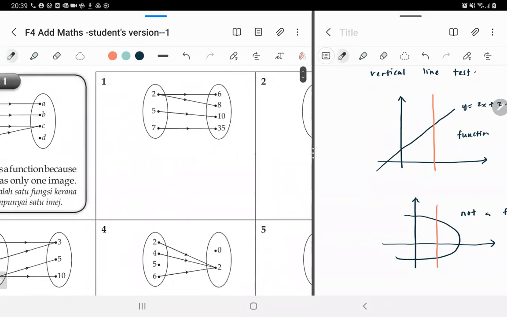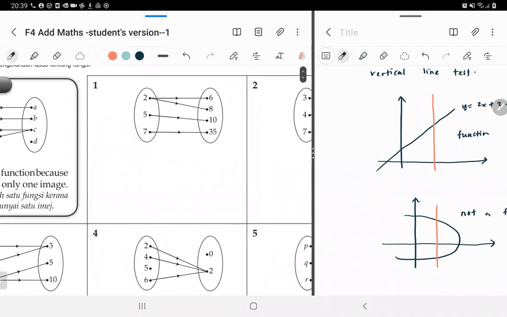Okay, so for this one, question number 1, is it a function? Then we will need to check whether they produce only one product. Okay, so you can see here, one ingredient, but it produces 2 products, right? So 2 is mapped to 6 and 8. So this one is not a function. Not a function because object 2 has 2 different images.